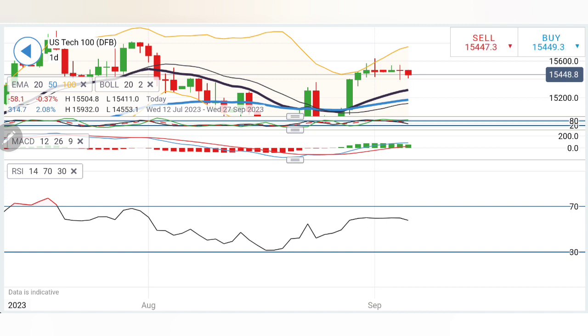On the downside, you can sell at 15,440 levels, or rather 420 levels it's safe, but then 15,400 and then 15,340, 360 are the greater supports for Tech 100. You have to be careful there. Take position accordingly. Trade with the stop loss. Trade with the trailing stop loss.